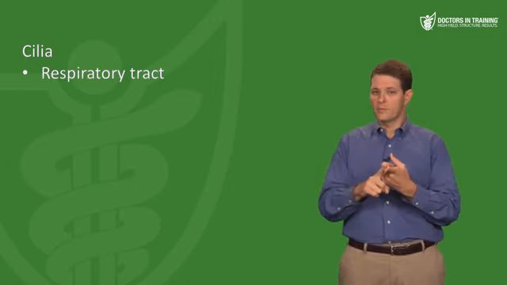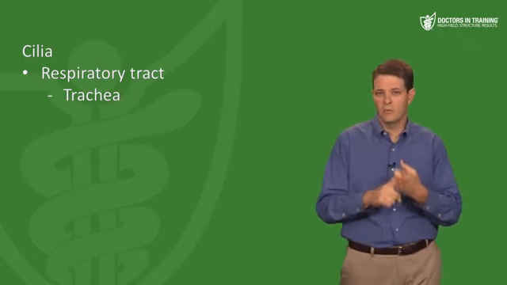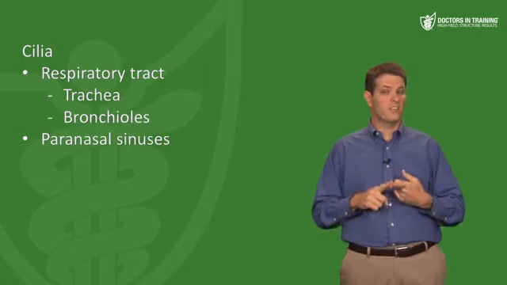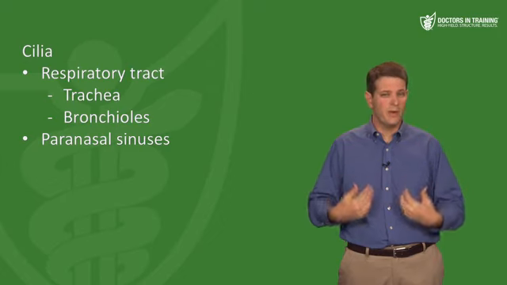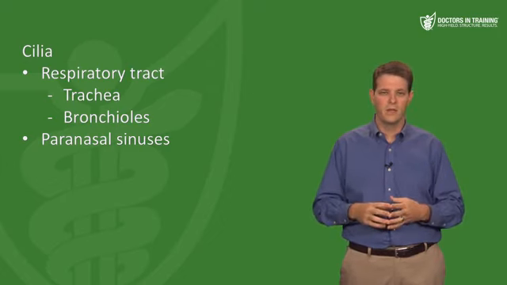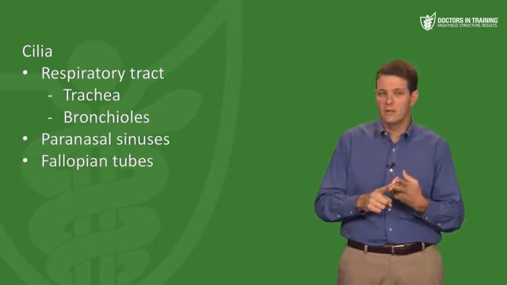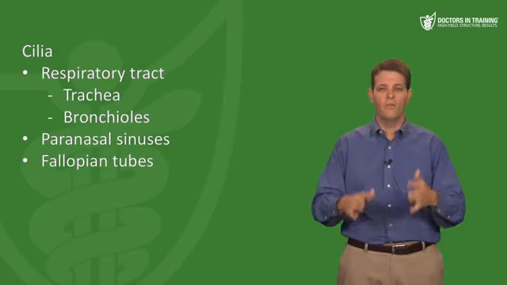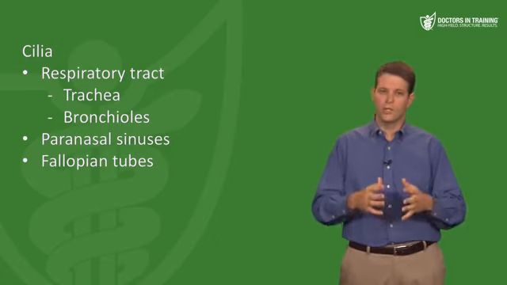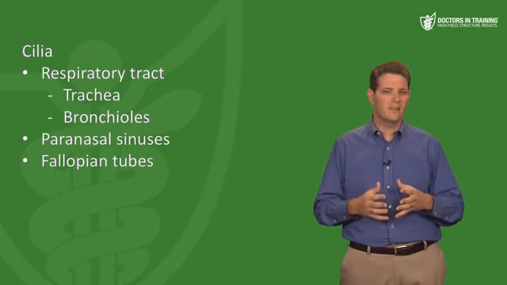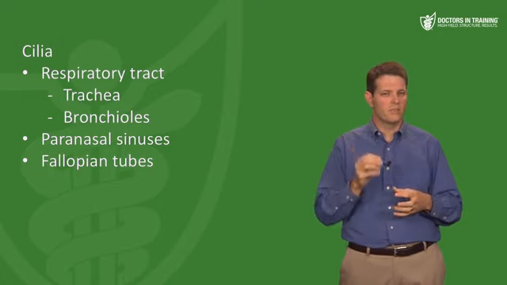Now, where in the body do we find cilia? We find them in the respiratory tract, including the trachea and the bronchioles, and also the paranasal sinuses, because cilia help to sweep out mucus and bacteria and debris. The fallopian tubes are ciliated, because the cilia help to sweep the ovum, or a fertilized zygote, down toward the uterus. So just keep that list of ciliated structures in your mind for just a moment.